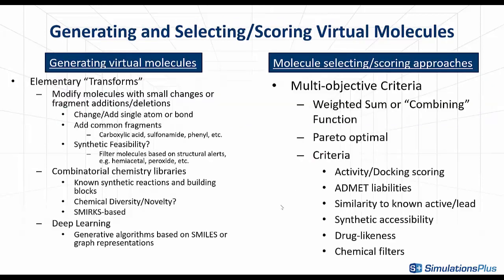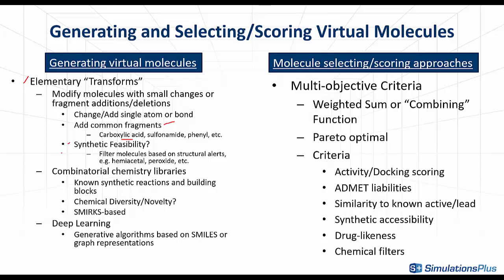This slide addresses generating and selecting or scoring virtual molecules. So we start over here on the left on generating virtual molecules. There are ways to just do simple transformations, elementary transformations, so modify the molecule with small changes, turn an oxygen into a nitrogen, etc., or add a fragment or delete a fragment. You can also add common fragments, for example, replace a carboxylic acid with a tetrazole or other bioisosteres.